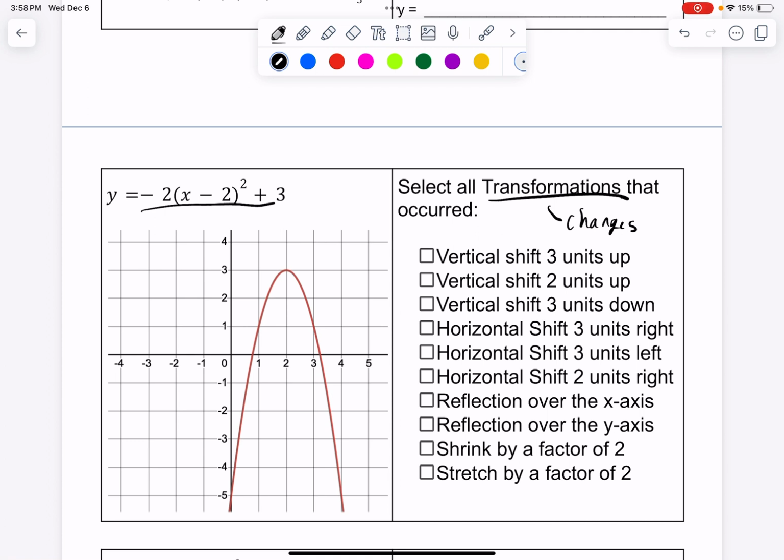So for example, I see that my k value, right, is 3. And when my k value is 3, that means that I'm moving up. I see that my graph moves up 3 units. So that means I have a vertical shift up 3 units. And my h is equal to a positive 2, meaning I moved right 2 units.